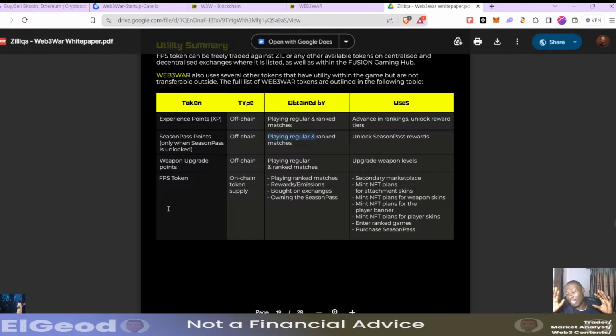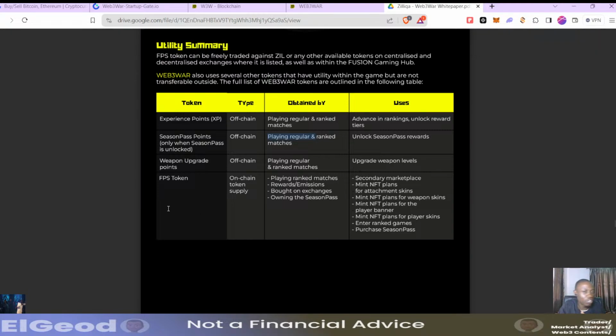We all know what the FPS token is going to be used for as an on-chain token. You would be able to use it to enter a game and play ranked matches. It's going to be used as rewards or emissions, and bought on exchanges. Definitely, to own a season pass, you need FPS tokens, and its utility is quite much. On secondary marketplaces, use it to mint NFT plans or attachment schemes. Of course, if you want to gear up, I guess.